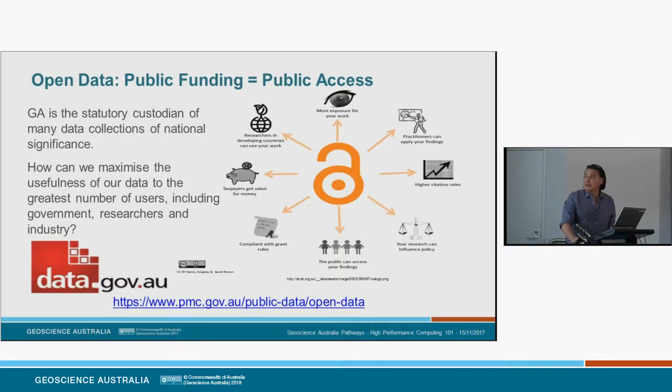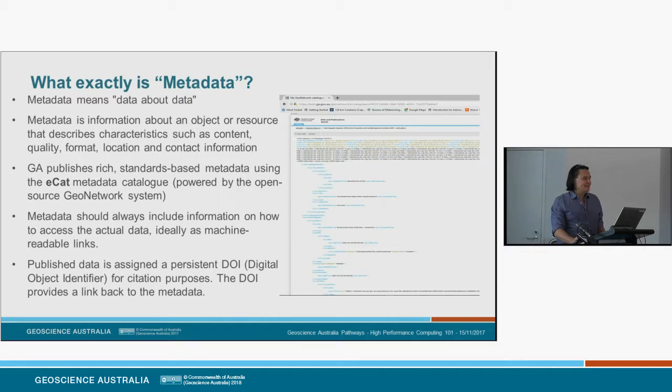So open data, you may have heard this term. Open data is the basic principle that if data is publicly funded, then it should be publicly available. It's government policy. So it's also government policy in the US. It creates a few practical issues for us preparing and presenting that data, but you can see some of the benefits mentioned there, and it's very much the direction that GA's moved in, consistent with government policy.